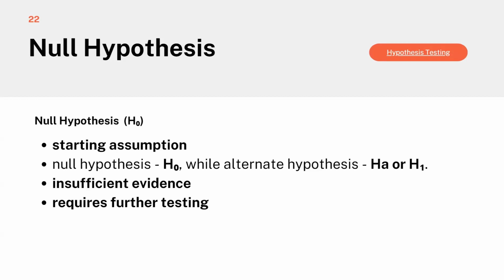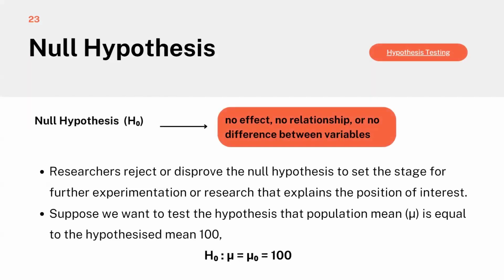However, if the data doesn't provide enough evidence to reject the null hypothesis, further testing is required to draw a definite conclusion. So the null hypothesis often suggests that there is no effect, no relationship, or no difference between the variables under investigation. Researchers typically reject or disprove the null hypothesis if the data supports the alternative hypothesis.